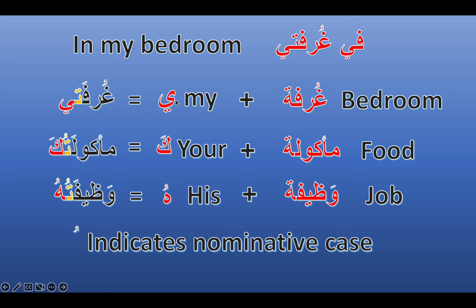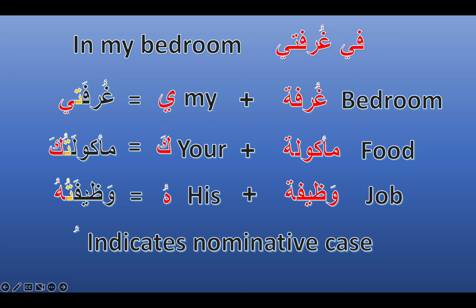Remember the possessive suffix ya, my. And then the ta marbuta, when you add the possessive suffix, it changes to a ta. So غرفتي. مأكولة, and the possessive suffix ka, your food, مأكولاتك. Job, وظيفة, his job, وظيفته.